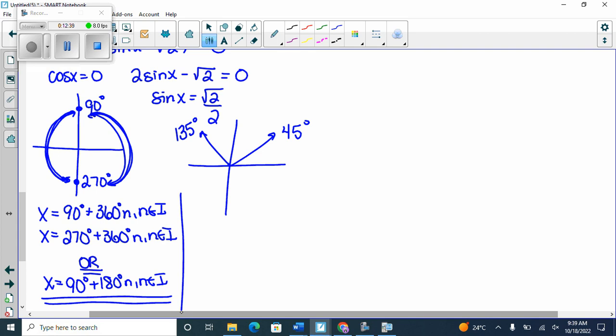So I can go x equals 45 degrees plus 360 degrees N, N is an element of the integers. And then x equals 135 degrees plus 360 degrees N, N is an element of the integers. Like I said, if you use the Z, you're not incorrect. It's in a math textbook. It's totally integers. That's totally fine. We'll use I here.